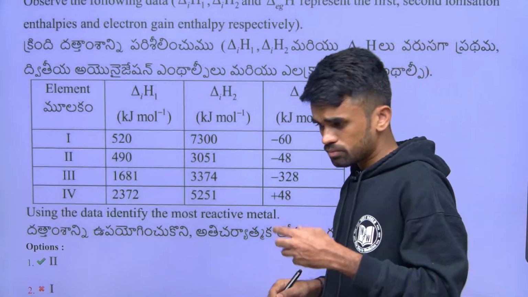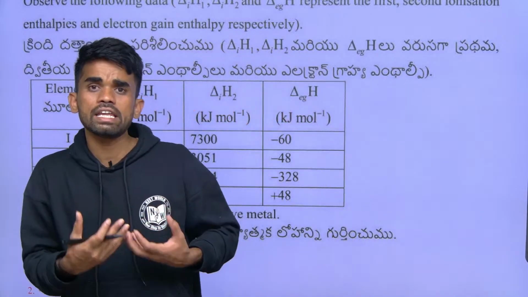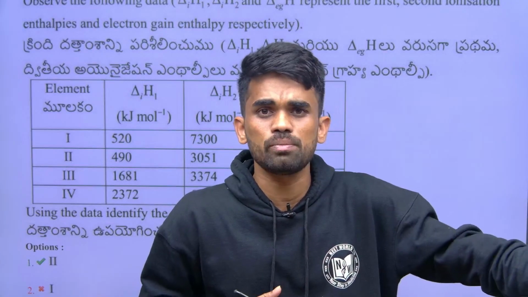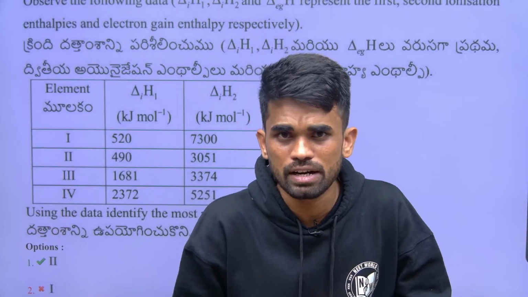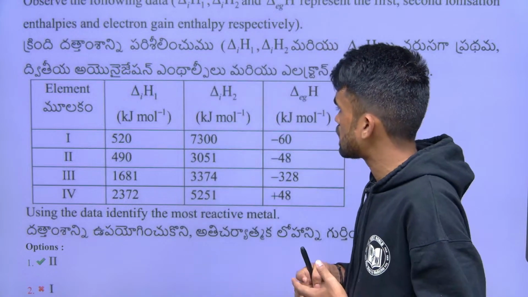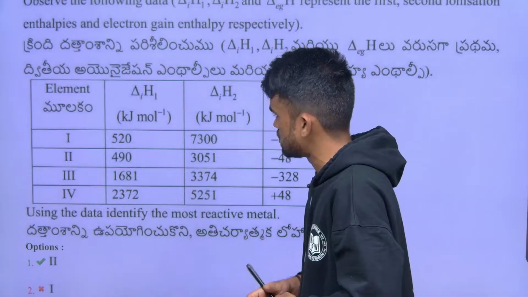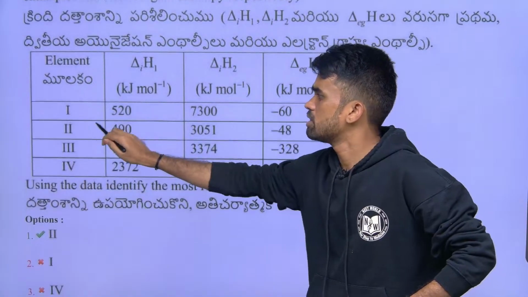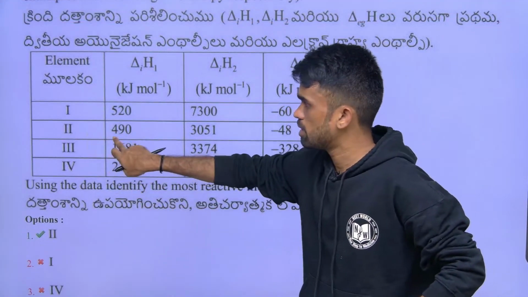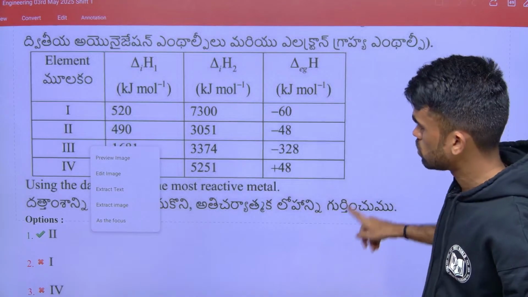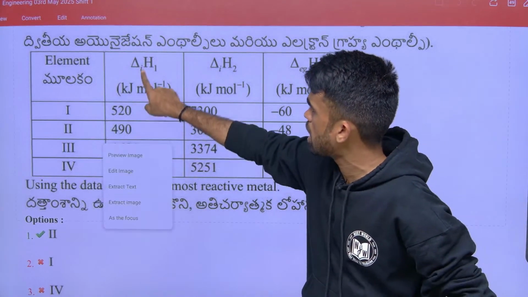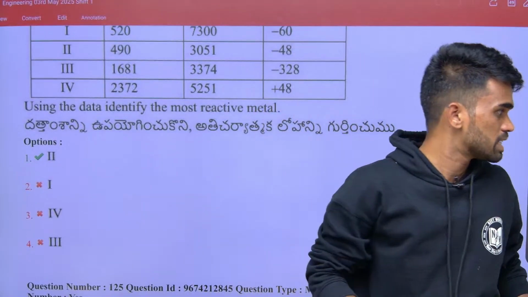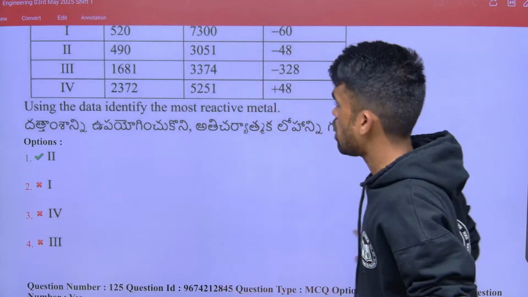If it has low ionization energy, it easily gives its electron. If it easily gives its electron, it easily participates in chemical reactions. So the more reactive one is the one with low ionization energy. Out of these, the lowest ionization energy is for the second element, so that will be more reactive. So you can go with the first option, which has the second element, and answer very easily.